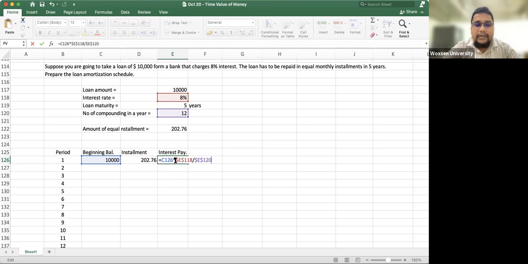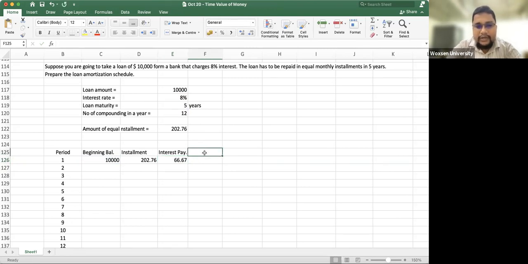Okay, and this is the interest payment. Let me reduce the decimal points. It doesn't look good, so many decimals. Okay, now principal.